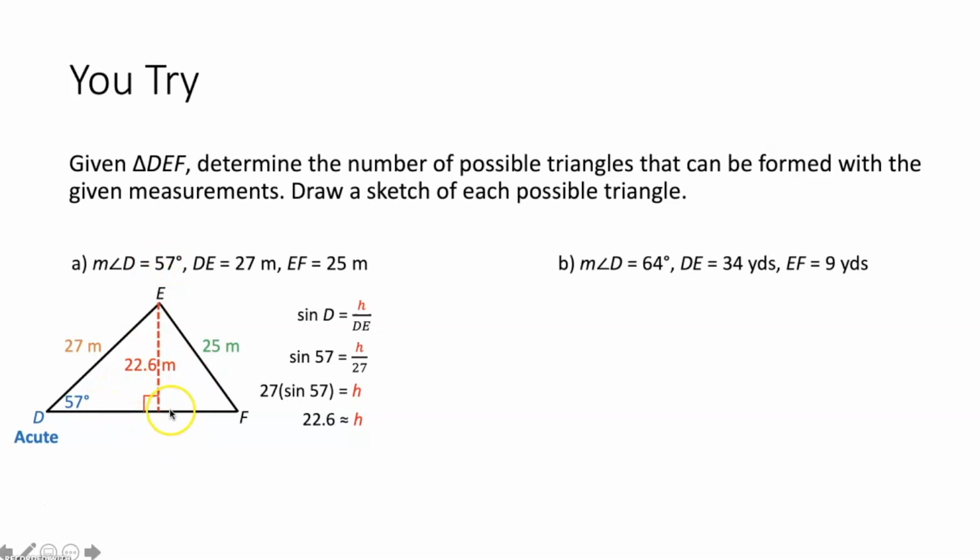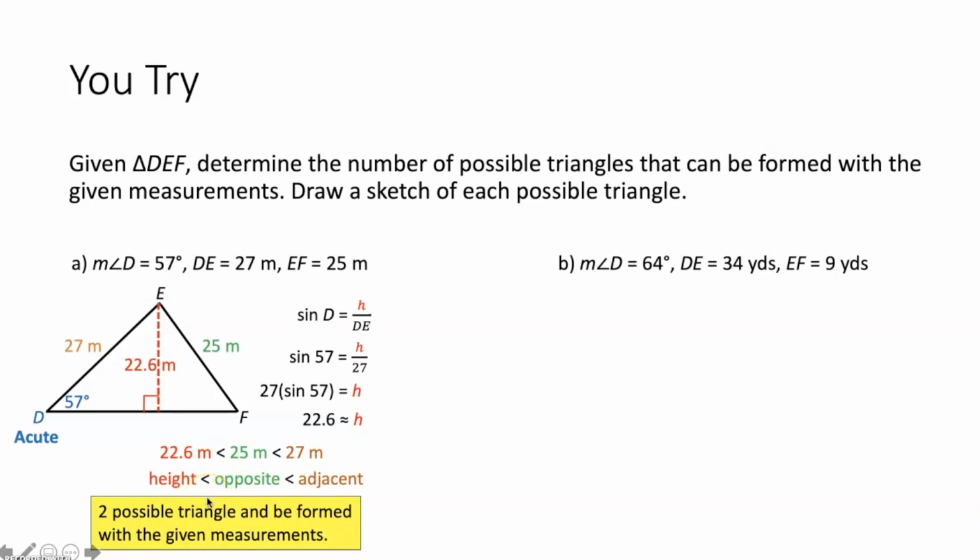Now that we found the height of our triangle, the length of the side opposite our given angle, and the length of the side adjacent to our given angle, we can write an inequality comparing those values. And we see that the height of our triangle is less than the length of the side opposite our given angle, which is less than the length of the side adjacent to our given angle. And when that occurs, we know that there are two possible triangles that can be formed with this given information.